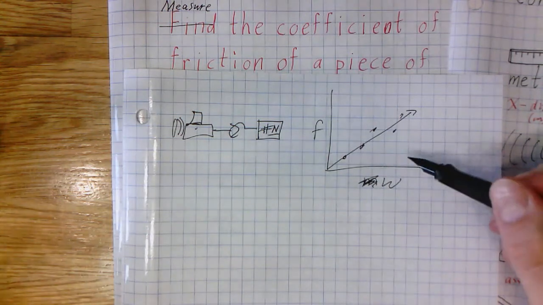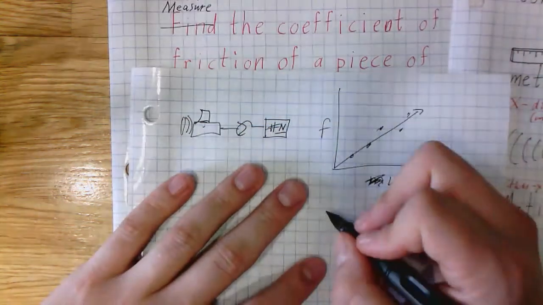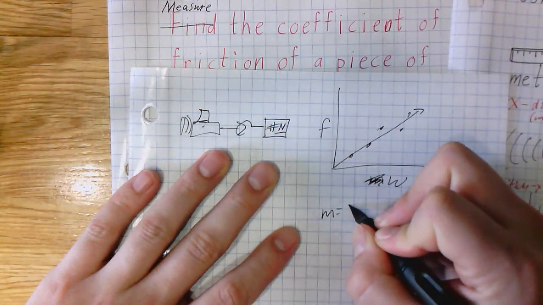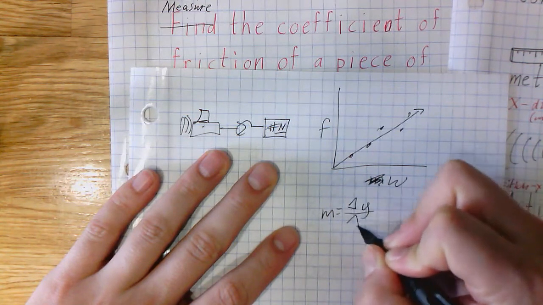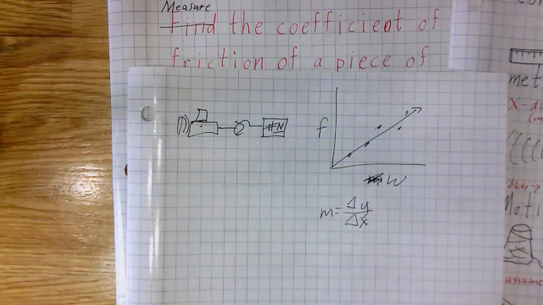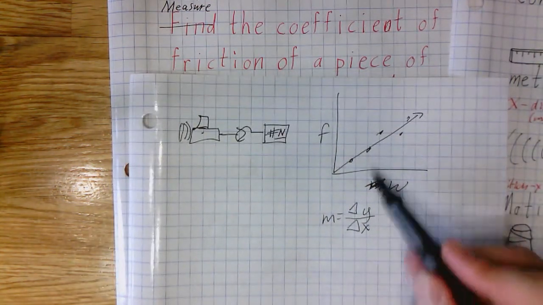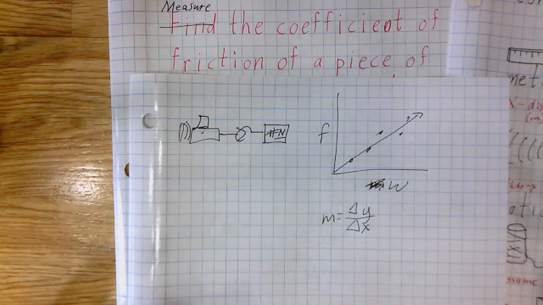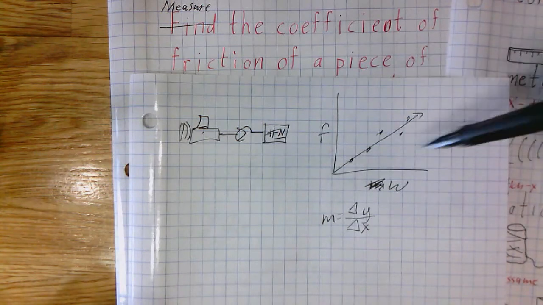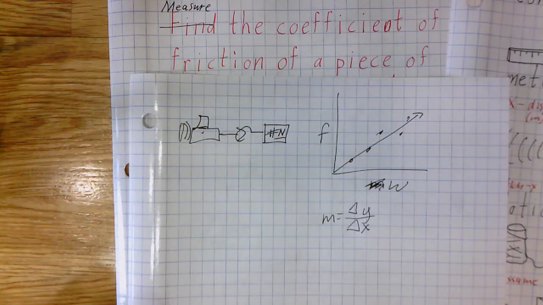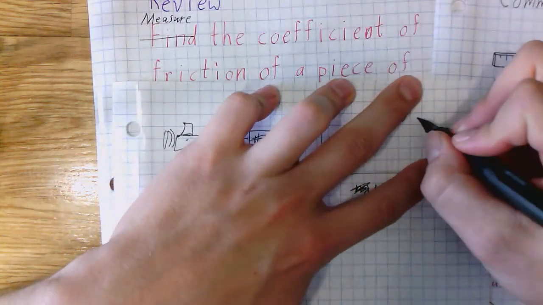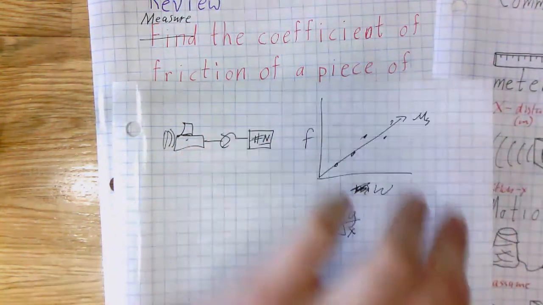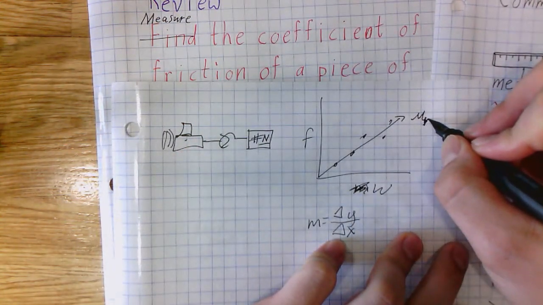And then the slope, obviously, you just use the slope formula, m equals change in y over change in x, and then that'll get you your slope for there. Okay, so that would be your coefficient of friction. Not static, it's kinetic, it's moving.